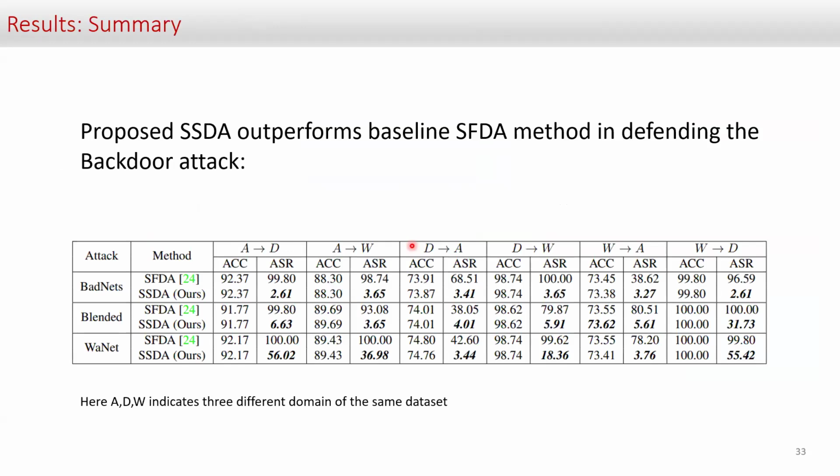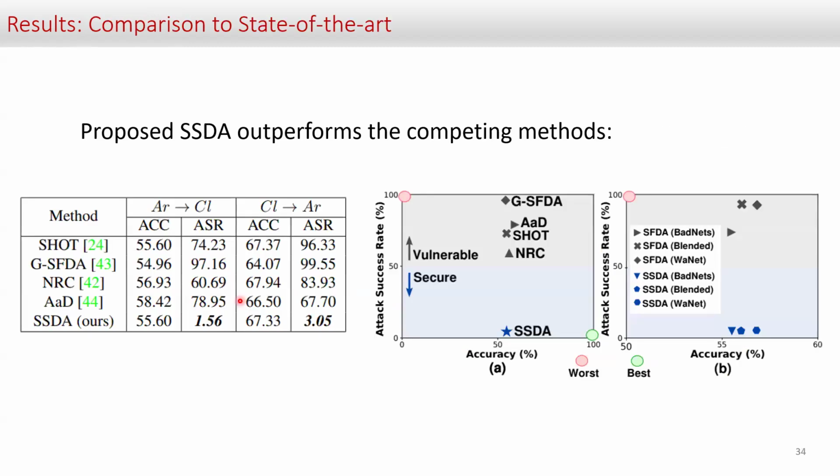The result is as expected. This basically shows the attack across several domains. A, D, W refer to 3 different domains. So here source is A, D is the target domain. Here, source is A, W is the target domain. You could see across all the combinations of source and target domains, conventional SFDA is extremely vulnerable with high attack success rate, and our proposed SSDA could reduce that attack success rate while maintaining proper clean accuracy.